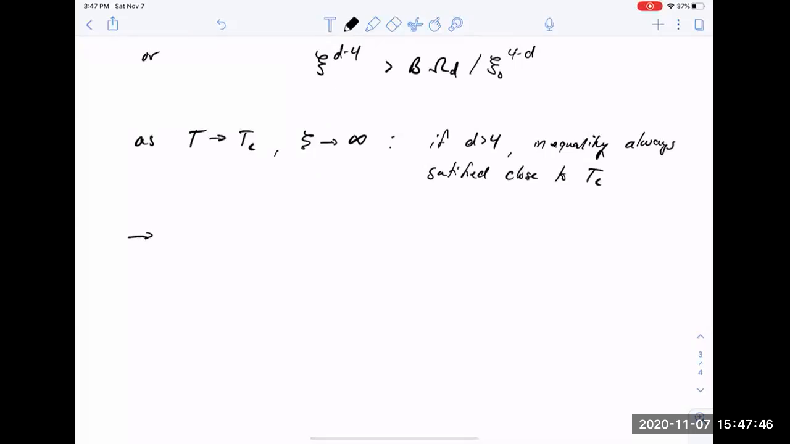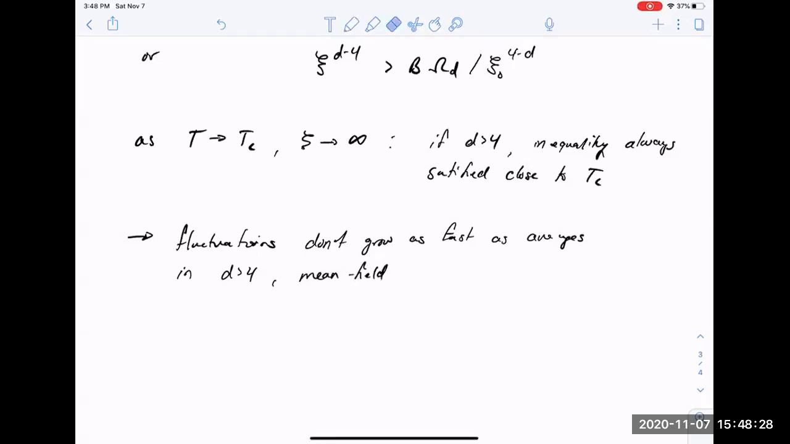So what we learn from this, apart from uncovering why D is so special, is really that fluctuations don't grow as fast as averages when D is greater than 4. And thus, really that mean field perspective is the right one. It dominates the expectation values.